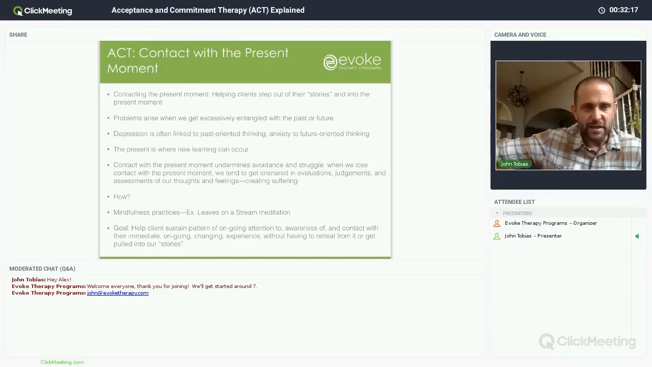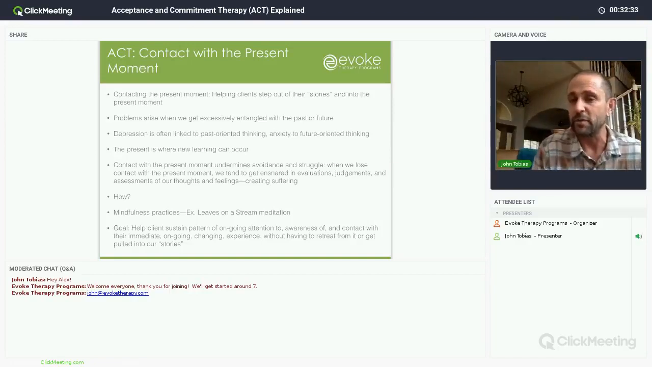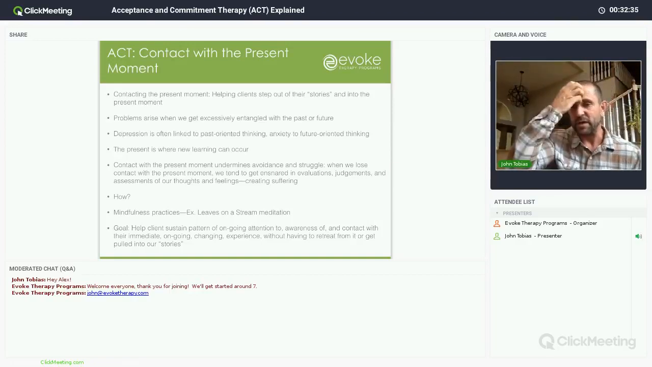And anxiety is often the byproduct of getting attached or ensnared or fused with future-oriented possibilities. This idea of what if this, what if I do this, what if she does that? In the field, we call it future tripping. And we'll say, hey, come back to the present moment.